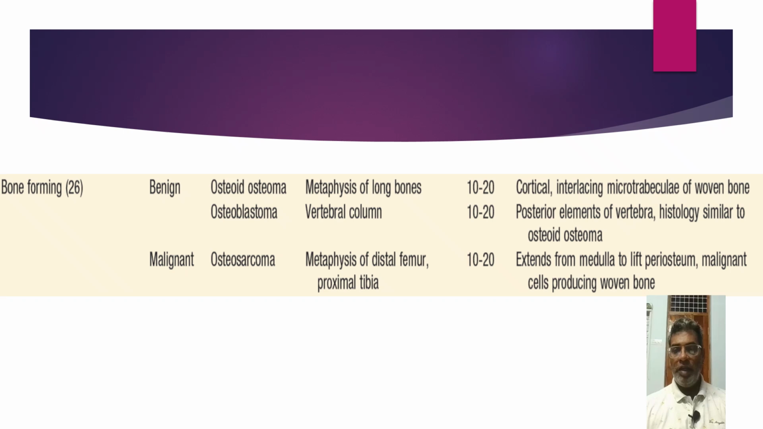There will be cortical interlacing microtrabeculae of woven bone in osteoid osteoma. In osteoblastoma, posterior elements of vertebrae are involved, and histology is similar to osteoid osteoma. But the main difference between osteoid osteoma and osteoblastoma will be size. Osteoid osteoma tumors are less than 2 centimeters or 2.5 centimeters in size, whereas osteoblastoma will be more than 2 or 2.5 centimeters. This is the difference between osteoid osteoma and osteoblastoma. Remaining everything is almost all the same.